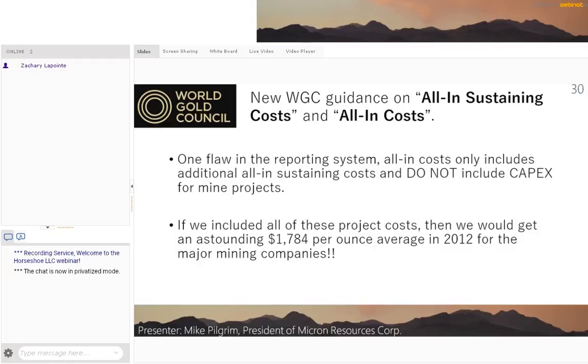One flaw in the reporting system, though, that the World Gold Council left out is the all-in cost. The all-in sustaining cost includes the additional costs, but it does not include CapEx, which is capital expenditures for mining projects. To me, that's a big difference, because if you look at what Alex Luce showed you earlier in the top 10 mining companies, those low grades, think about this.